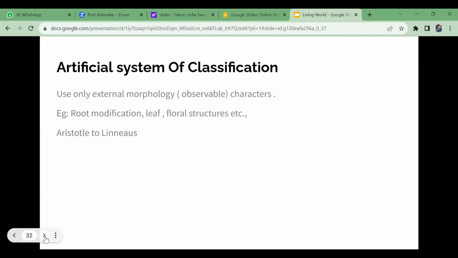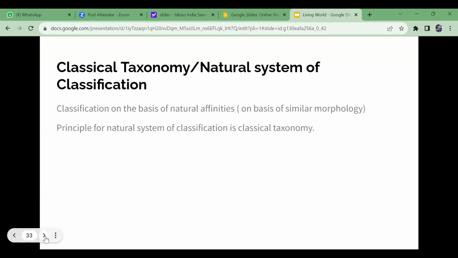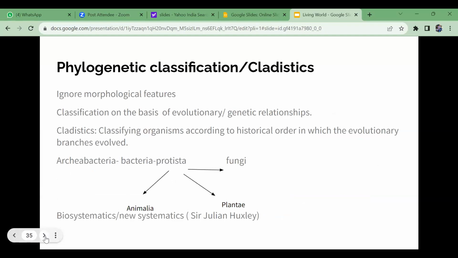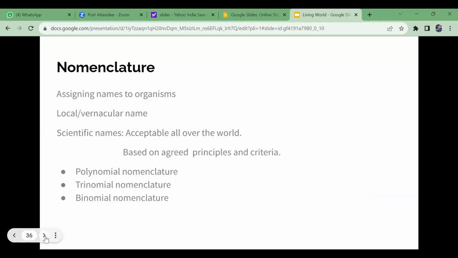Artificial system of classification we will see in plant kingdom. Natural system of classification also comes under plant kingdom topic. Numerical taxonomy, that is again plant kingdom. Next is phylogenetic system of classification. It is based on clades. This is also a plant kingdom topic.